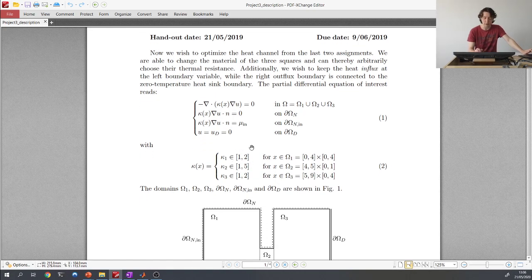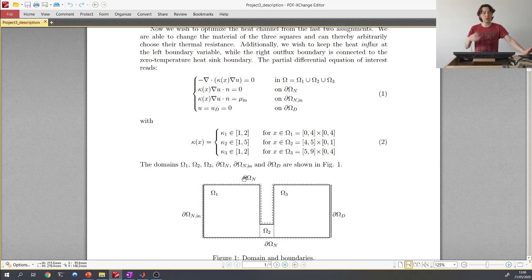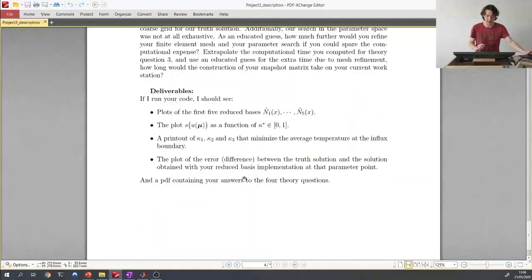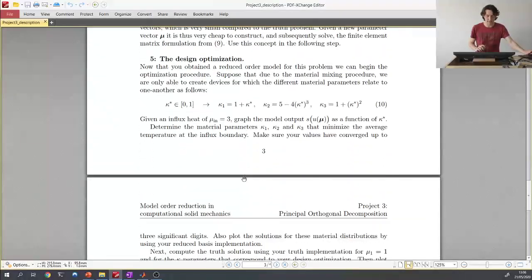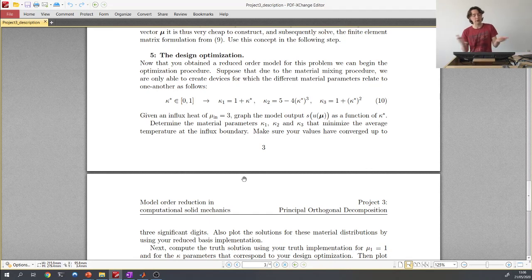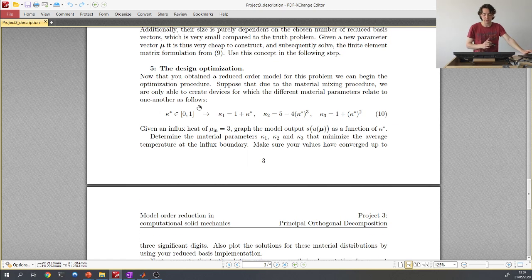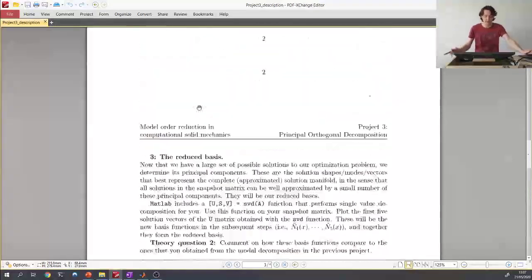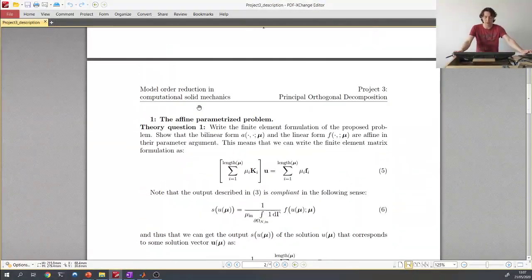And as you see here, each of these thermal conductivities lies in a certain range of possible values, from 1 to 2, from 1 to 5, and from 1 to 2. I want you to explore that parameter space using your reduced basis method. Towards the end I specify the design optimization objective: suppose that these conductivities actually depend on one another according to these relationships. What would be the optimal values to minimize the temperature at the left boundary? There's a difference between the temperature and the heat influx, as you'll see in this project. So I'm guiding you through the way that you would create a reduced basis method for this.